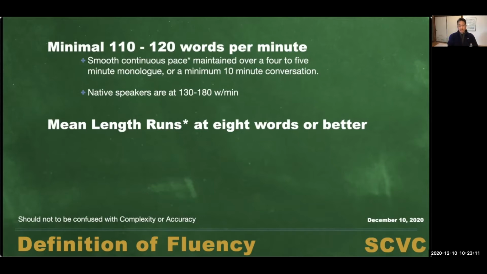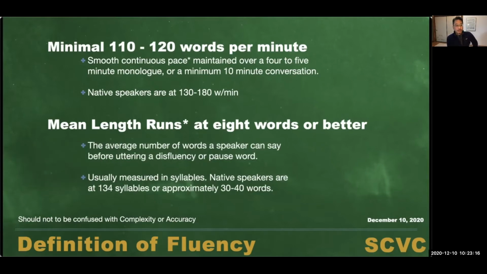Okay. Now, the second part of this is what's called a mean length run at 8 words or better. So I'll show you the definition of that. The idea of a mean length run is the number of words, although normally researchers measure it in syllables, but I make it easier for my students by saying words. Some words are like immunization, but you still fall in the general idea that a word is, on average, about 2.5 syllables. So I say to my students, 8 words or better.